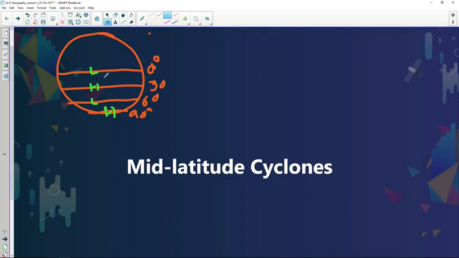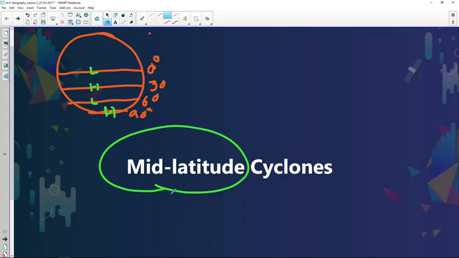Very importantly, with today's topic, mid-latitude cyclones, you need to be able to identify and describe this type of low pressure system on a synoptic chart. And we're going to discuss them in detail so that when you get a synoptic chart in the grade 12 exam paper, you will be able to identify and interpret it.